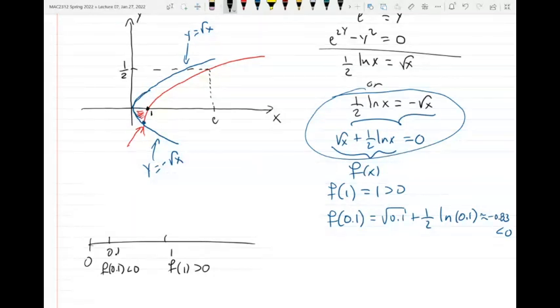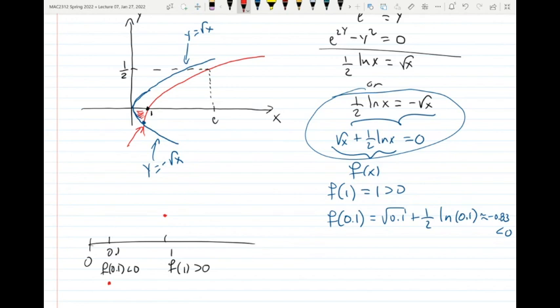The function is somewhere down here, like negative 0.83, and then when you plug in 1, you get 1. So you have to join these two dots, from here to here. What do you think is going to happen? It has to cross the x-axis at some point. So whatever the graph of this function is, somewhere it will cross. We need to figure out where this is.